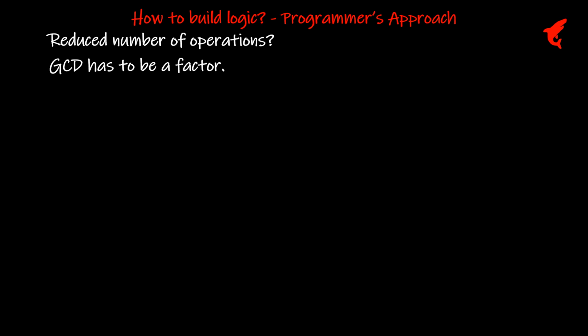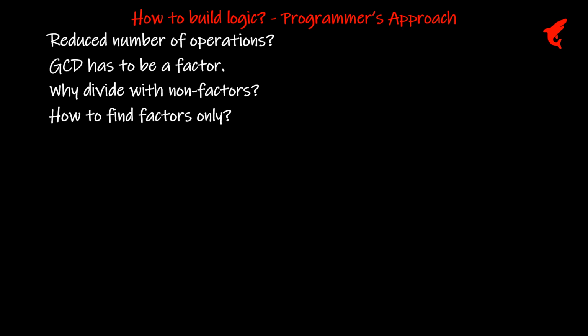Now the programmer's way. So can we solve the problem in a reduced number of operations? Let us consider the smallest number of the given numbers. Now we know that GCD has to be a factor of the number. Then why should we divide by divisors which we know are not factors of the number? Why not only divide with divisor values which are factors of the number?